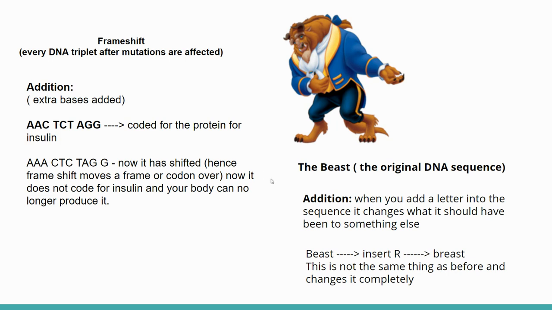Now the problem is once we did that, these lovely letters no longer code for the same things that this did. And we're going to learn how they code for proteins, but essentially just know they're not reading the same. So because they don't read the same anymore, now we don't code for insulin. And your body now can no longer produce insulin because it doesn't know how to, because the protein that normally did it is gone. So that's an addition.